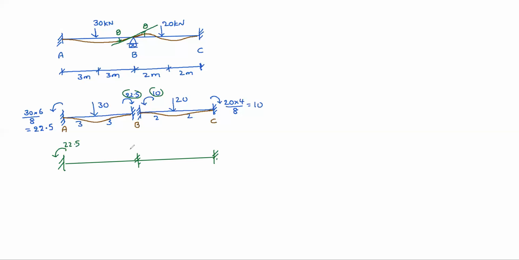22.5. Here net moment is 12.5. 22.5 clockwise, anti-clockwise 10. Net is 12.5. Here 10. This is 6 meters. This is 4 meters, right? Like this. Now we need to rotate it by same amount both sides. That means the net moment whatever is there externally, anti-clockwise we need to apply.